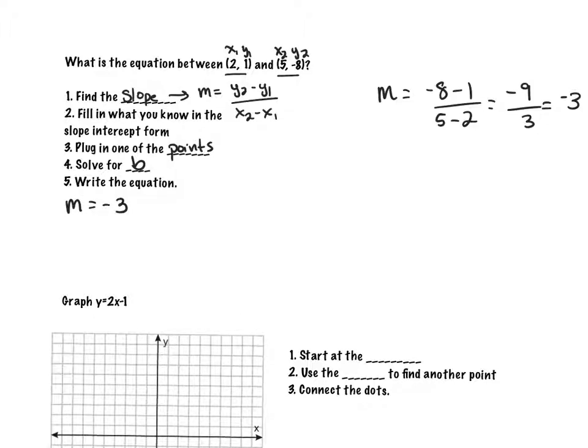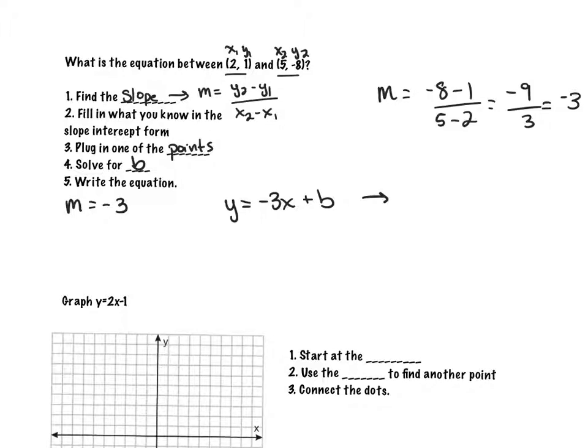So if I were to start filling in my equation, let's start that right here, y equals -3x plus b. So the question is, how do I know what b is? So I can find this by saying, well, I know that there's 2 points on this graph that I know, 2, 1, and 5, -8. I can do that third step. I can plug in those points.